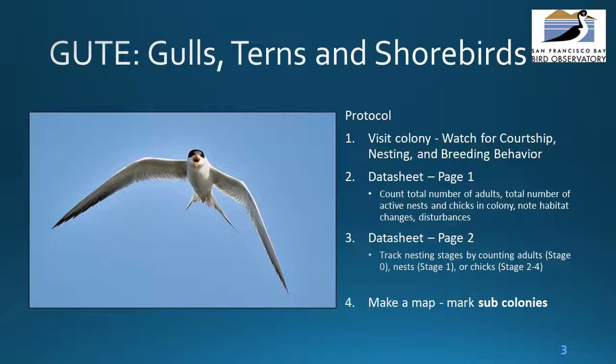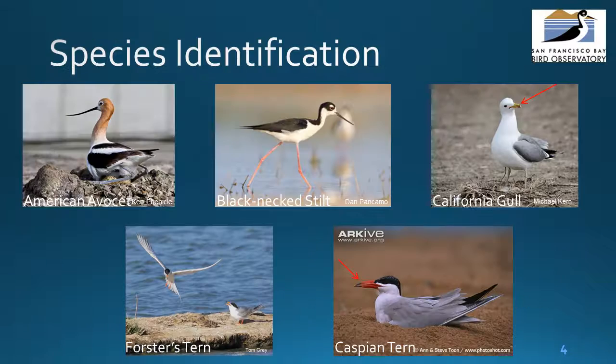The protocol you will follow for tracking GUTE species is as follows. You will 1. Visit the colony, watch for courtship, nesting, and breeding behaviors, fill out the first datasheet, which will have a total number of adults, total number of active nests and chicks in the colony, and a space to write information about habitat changes and disturbances. 3. Fill out page 2 of the datasheet by tracking the nest stages by counting adults, nests, or chicks. And finally, you will make a map and mark subcolonies that you are tracking.